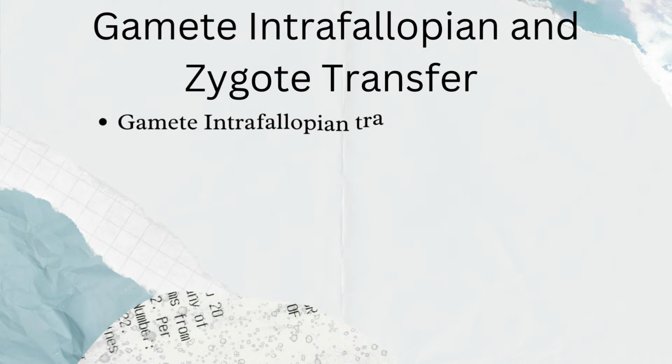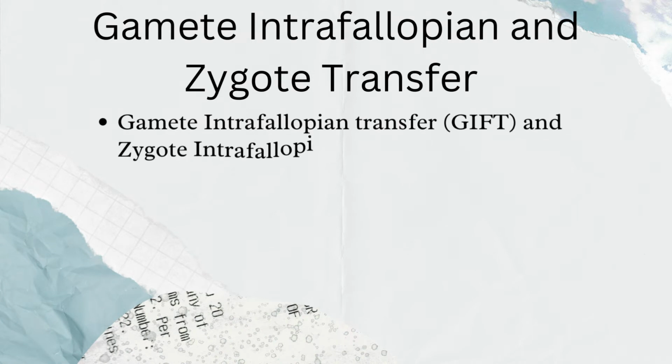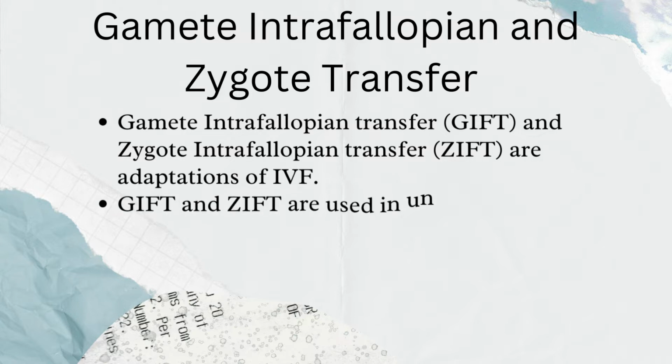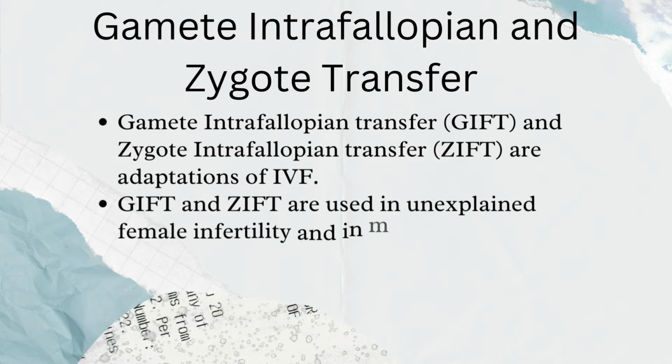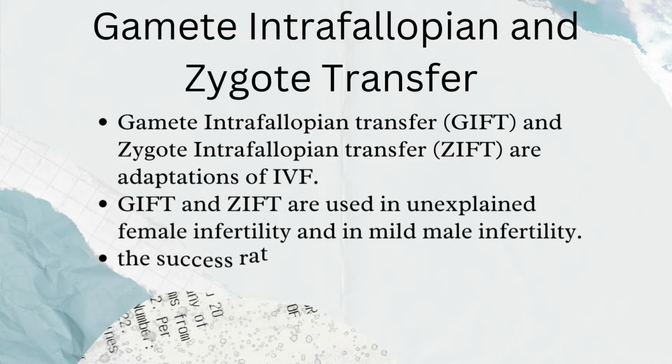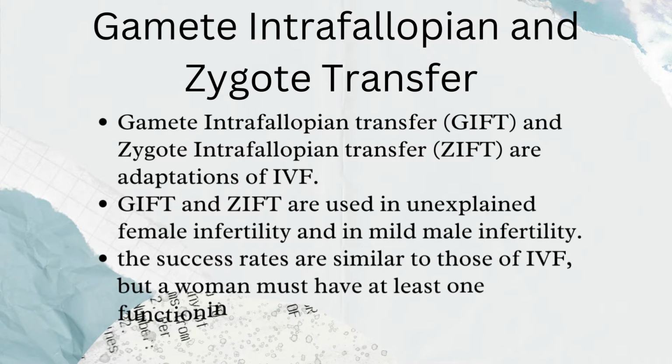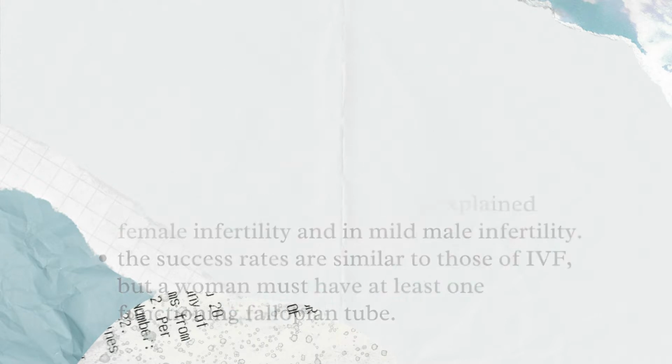Gamete intrafallopian transfer, GIFT, and zygote intrafallopian transfer, ZIFT, are adaptations of IVF. GIFT and ZIFT are used in unexplained female infertility and in mild male infertility. The success rates are similar to those of IVF, but a woman must have at least one functioning fallopian tube.